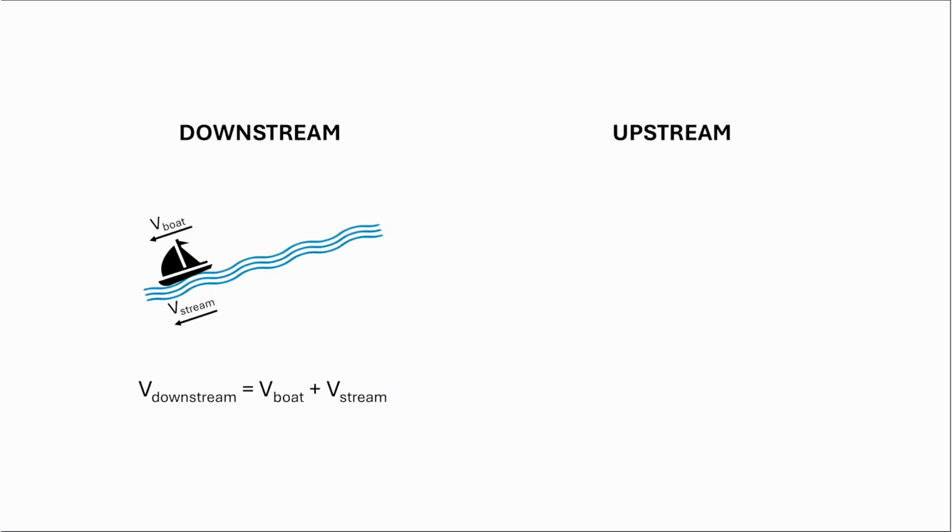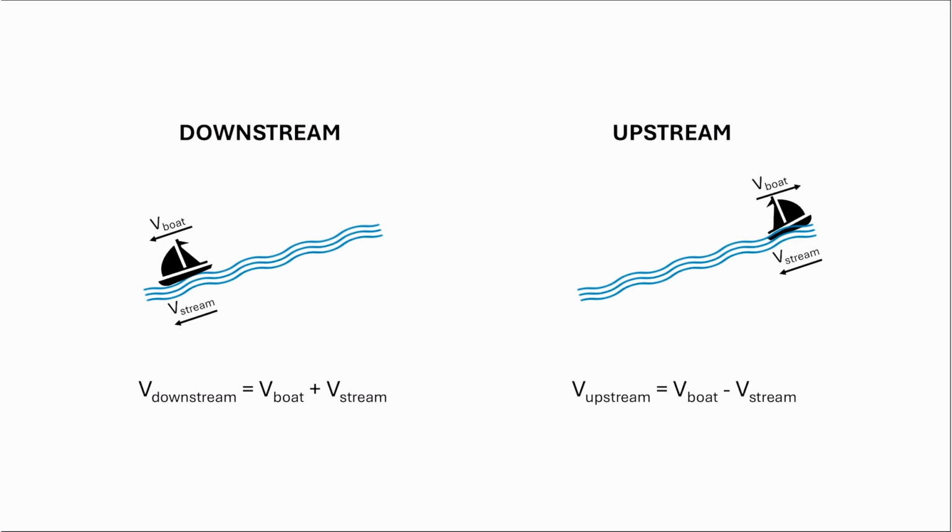Now in upstream, the water still goes downwards, so we will refer to it as the velocity of the stream, but the boat is going in the opposite direction. So we will refer to it as the velocity of the boat. Since the boat and the stream are in opposite directions, velocity upstream will be equal to velocity of boat minus velocity of stream.